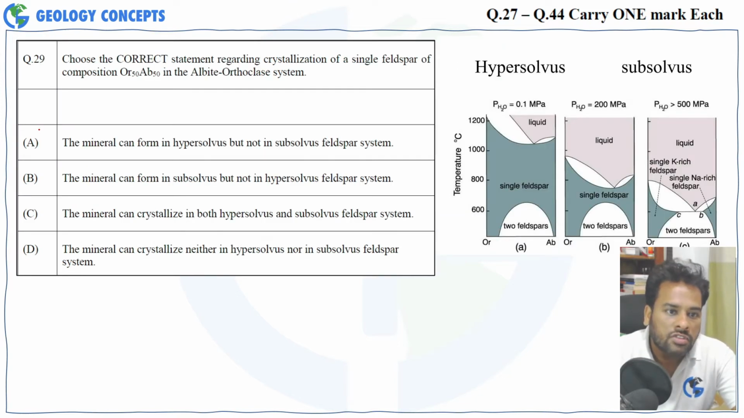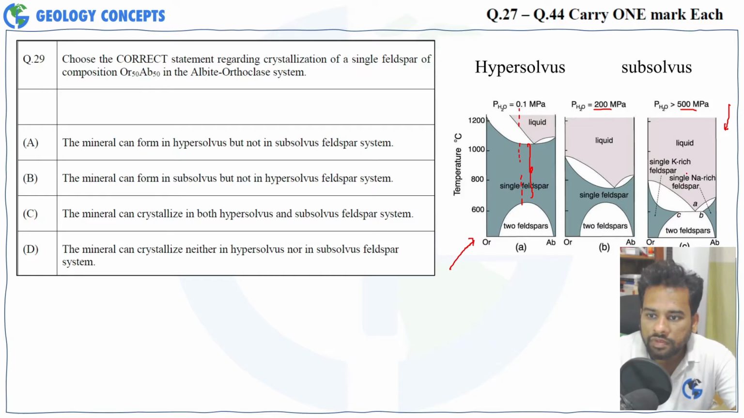29. Choose the correct statement regarding the crystallization of single feldspar of composition this and this. So see here, the first diagram that you see here is of a hypersolvus, and the last one here is subsolvus. Now let's say if you take 50-50 orthoclase and albite, you will get a single feldspar in this range, you will get a single feldspar here in the hypersolvus. But when you move to subsolvus, where the impurity in the form of water increases in the melt itself, then the melting point decreases, and when it comes down it intersects with the solvus.